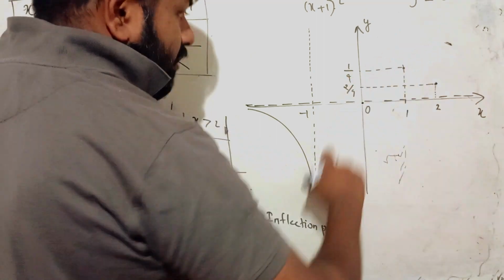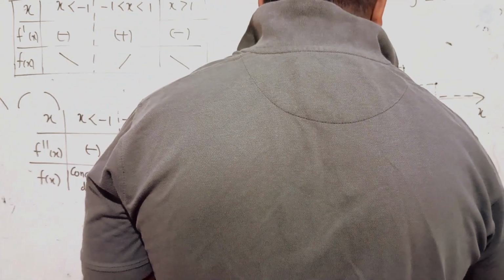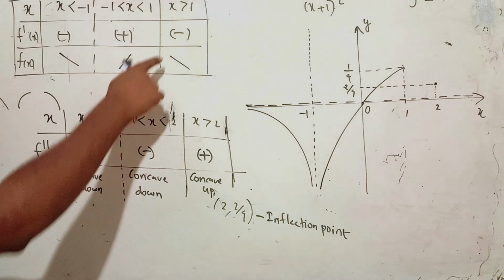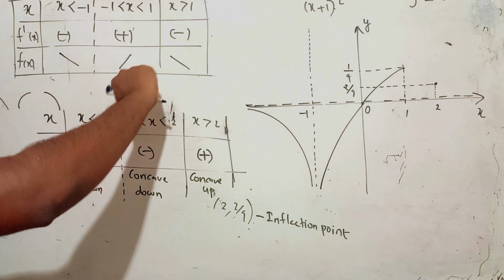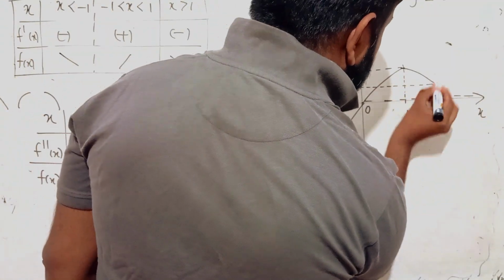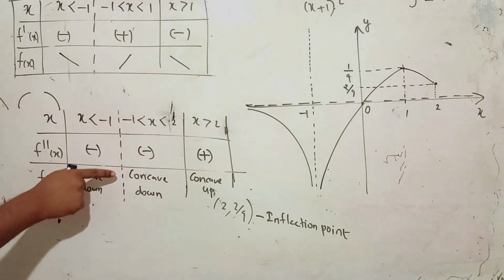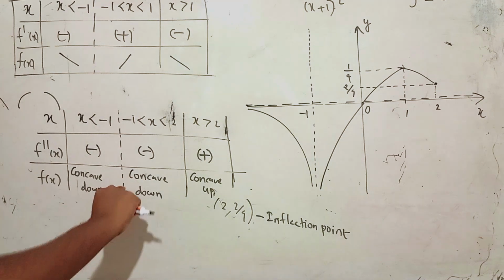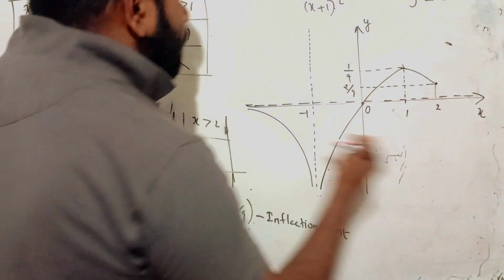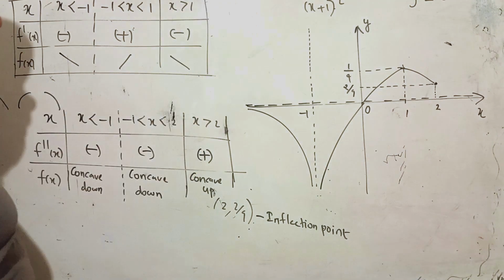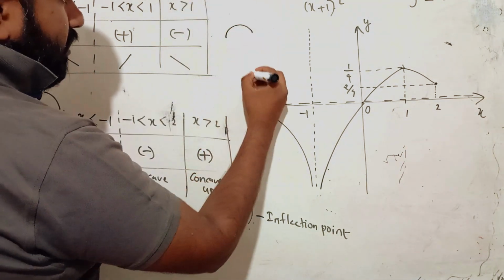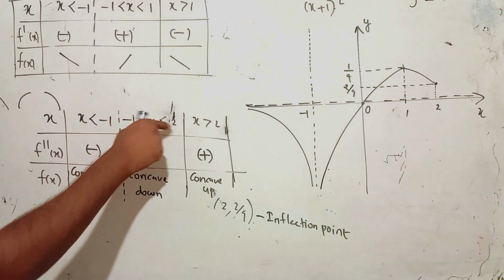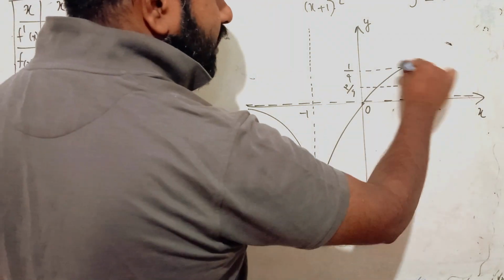So in this region, the values increase. Fine. After 1, f(x) decreases. At the same time, look at this graph within minus 1 and 2. Within minus 1 and 2, the graph is concaving down. If you have a part like this in the graph, it is concaving down. If you see something like this, it's concaving up. So within minus 1 and 2, the graph is concaving down.